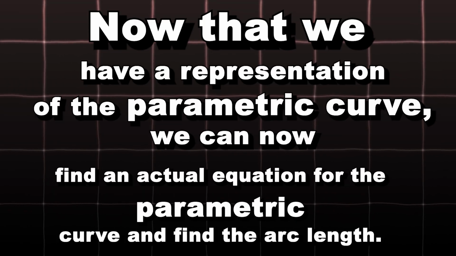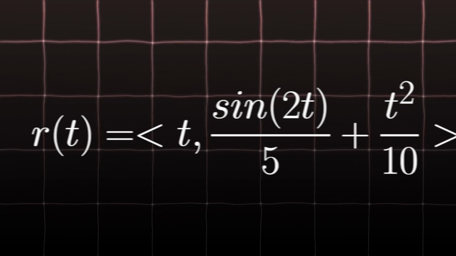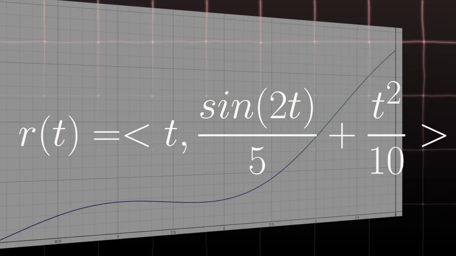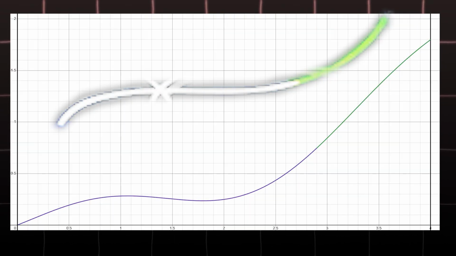Now that we have a representation of the parametric curve, we can now find an actual equation for the parametric curve and find the arc length. So I went ahead and designed our parametric curve here, and graphing this would give us a representation like this. The purple part represents the route itself, and the green part represents the yards after catch. Overall, it looks pretty similar to our original route.